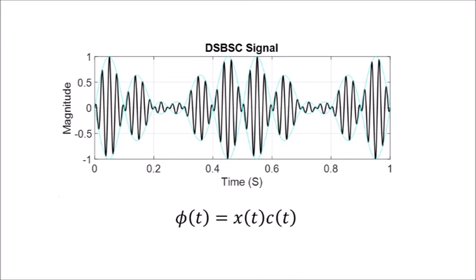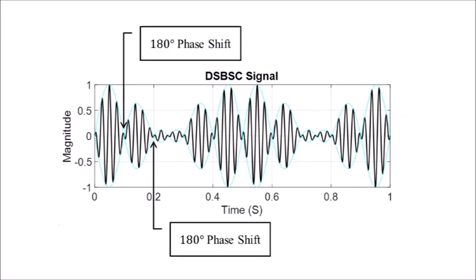This diagram clearly illustrates the amplitude modulation of the carrier signal. We can see from the thin blue lines they form an envelope for the high frequency carrier signal, and the amplitude of the carrier signal is directly controlled by the value of the message signal. Also notice that when the message signal crosses from positive to negative, that causes a 180-degree phase shift in the carrier signal.